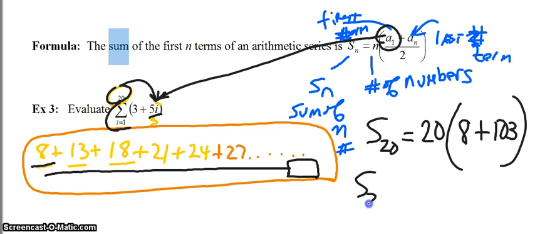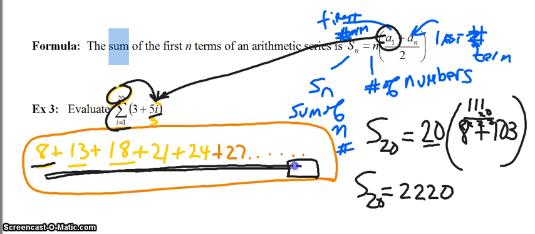So the sum of these 20 terms is going to be 20 times the quantity 8 plus 103, which is 111 times 20. You can do that on your calculator if you want. We should get 2,220. And I think that will be a lot faster way than putting all 20 terms down and hitting the plus sign in each one of those. So hit pause, see if you can do example 4 with the formula, and then I'll check to see if you're right.